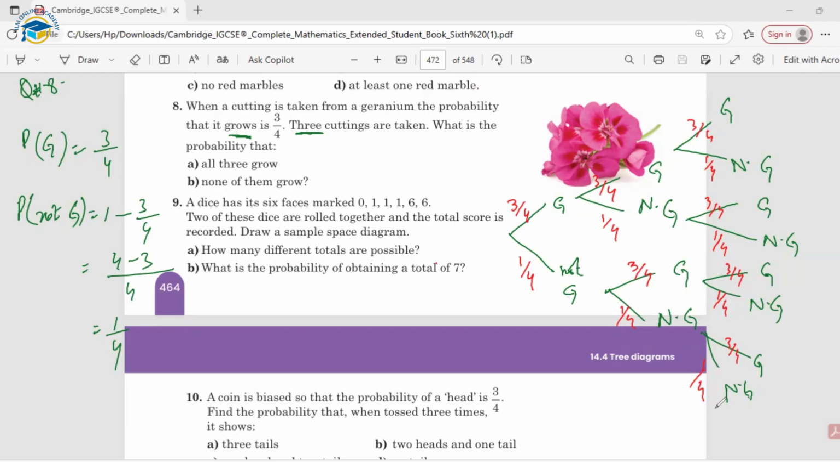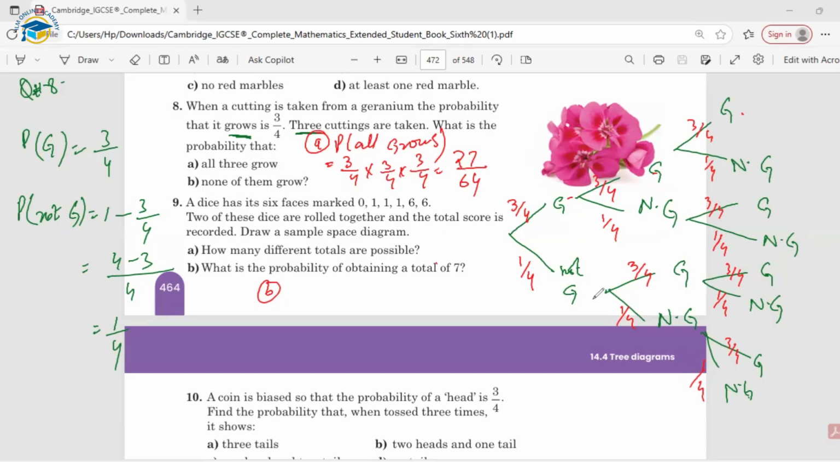Next, A and B part we need to go with. So A part is all 3 grow. Probability of all grows. Grows, grows, grows. 3 over 4 times 3 over 4 times 3 over 4. 3 times 3 is 9, 9 times 3 is 27, and 4 times 4 times 4 is 64. Okay, 27 over 64.